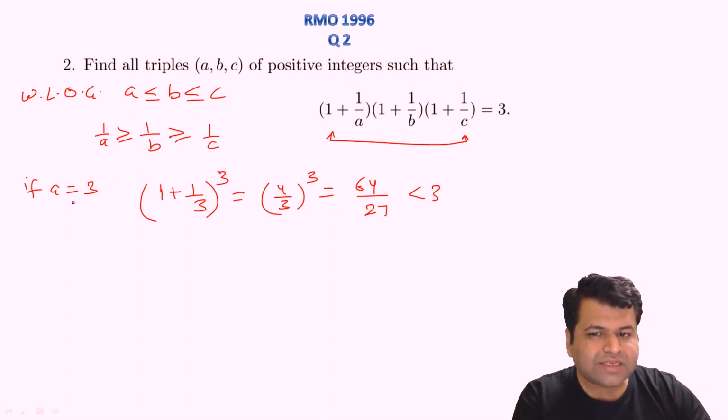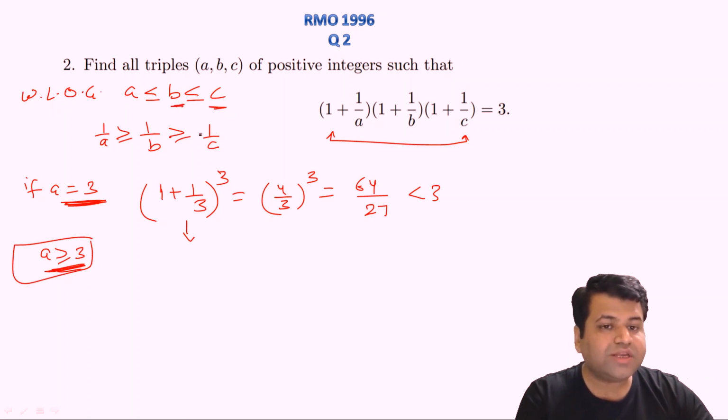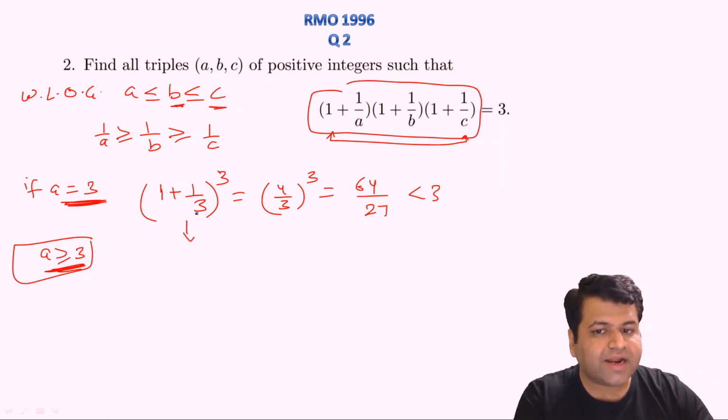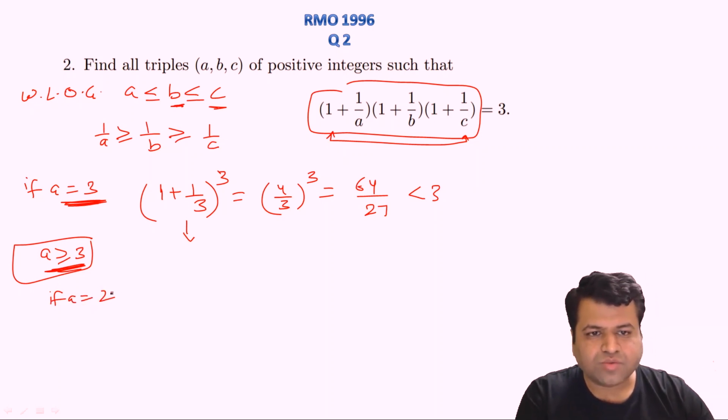Now if you increase the value of A, this whole value will decrease, right? So A cannot be greater than or equal to 3, because if A is greater than or equal to 3, then B and C will also increase and this complete value will decrease. Since at A equal to 3 this is clearly less than 3, if A is greater than 3, this cannot be equal to 3, right? So we are left with only two cases, A equal to 2 and A equal to 1, right?